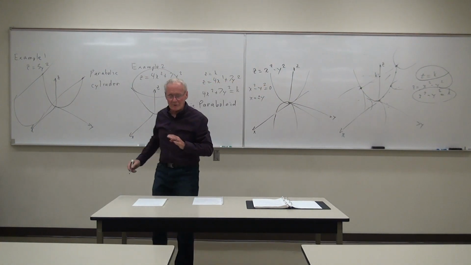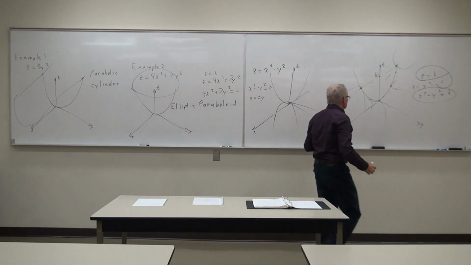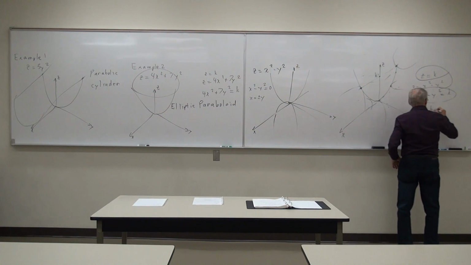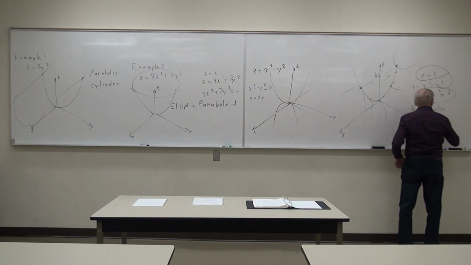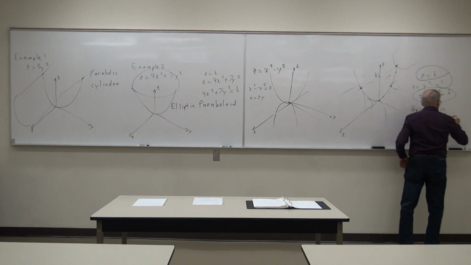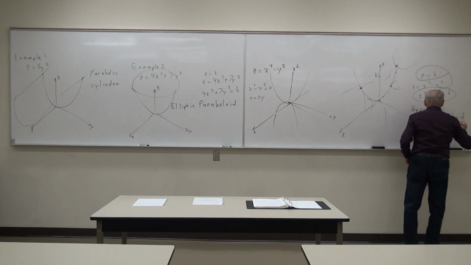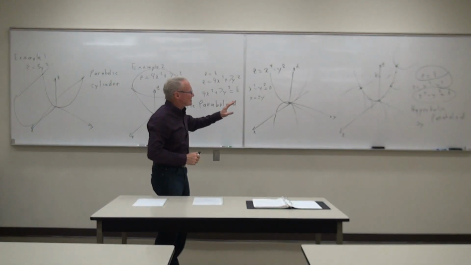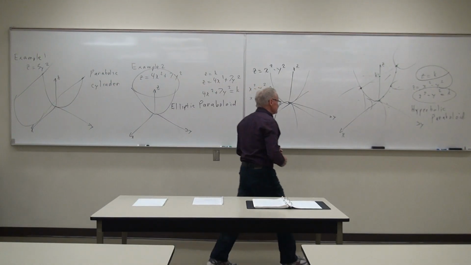Not the easiest thing to draw. What do we call it? It's got hyperbolas in it, hyperbolic, and it's got parabolas in it: a hyperbolic paraboloid. Not the easiest one to draw, but that's how I kind of envisioned it, as looking like a saddle, right?